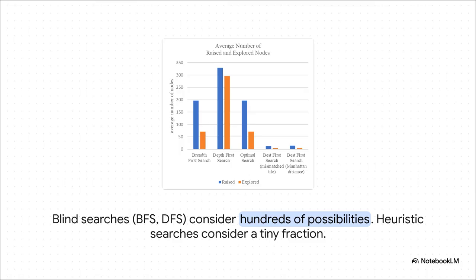A node is basically just one arrangement of the puzzle the computer has to consider. Now look at those huge, massive bars for the blind searches, BFS and DFS. They have to think about hundreds and hundreds of possibilities. Now look over to the right at the heuristic searches. Their bars are so tiny you can barely even see them. This isn't just an improvement, it is a total game changer.